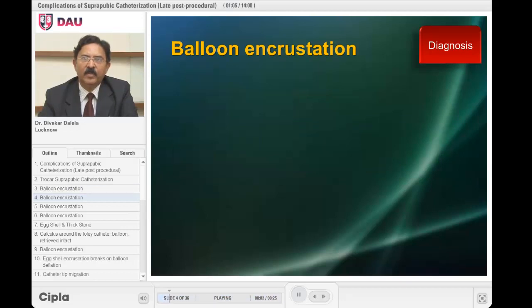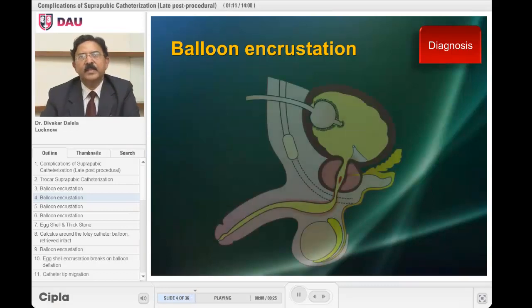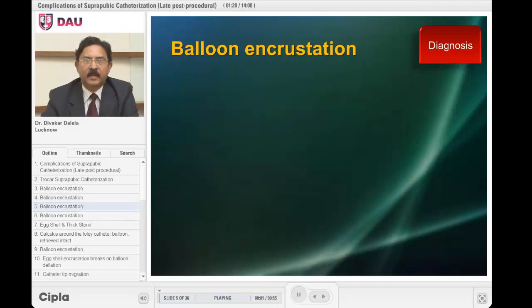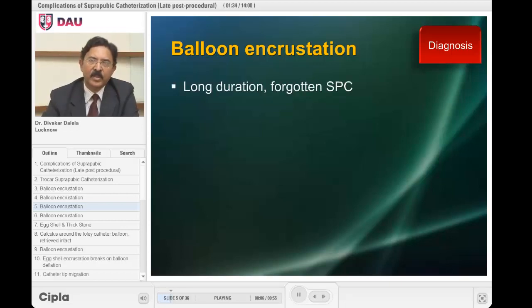How do you diagnose balloon incrustation? And actually what does it mean? This means that when the balloon is in the bladder lumen, the surface allows crystals to deposit on this balloon surface and also on the tip of the catheter, like the way it is shown here. This happens if the suprapubic catheter is placed in for long duration, patient has forgotten it, or he cannot come to you because of distance issues, or he has nobody to accompany, so he could not come.